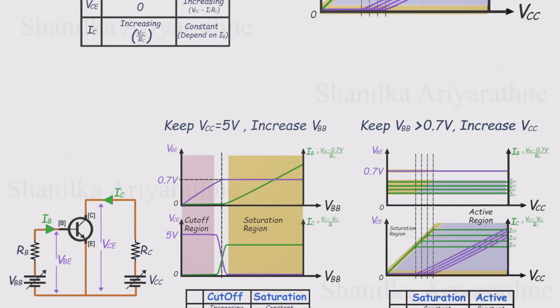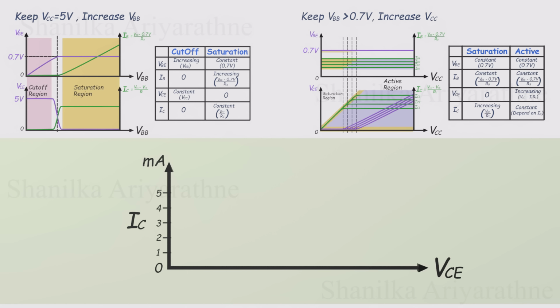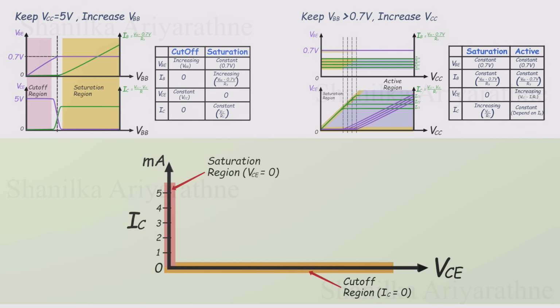Now let's try to combine the results of both experiments into one complete picture. We'll capture all these behaviors in a single graph of IC versus VCE. First, if IC is zero, even as VCE increases, the transistor is completely off. This is the cutoff region where VBE is below 0.7 volts and no current flows. Next, if VCE is close to zero, but IC is flowing, the transistor is acting like a closed switch. This is the saturation region where both the base and collector currents are active and the transistor is fully on.